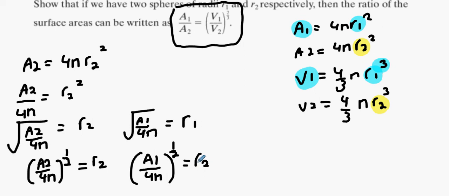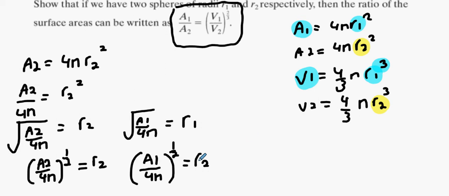Anybody have any idea? Let me see. Yeah, we're going to substitute in for R on both of them. And then we can isolate A1 and A2, and then put them over each other. That would make sense, okay?